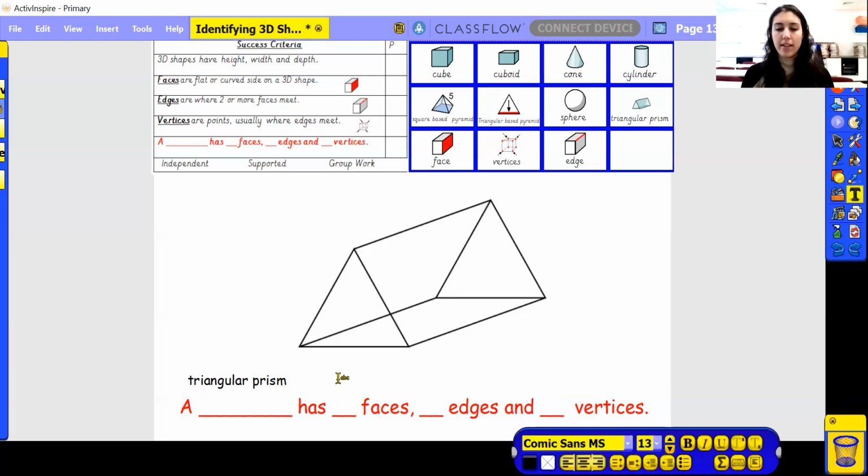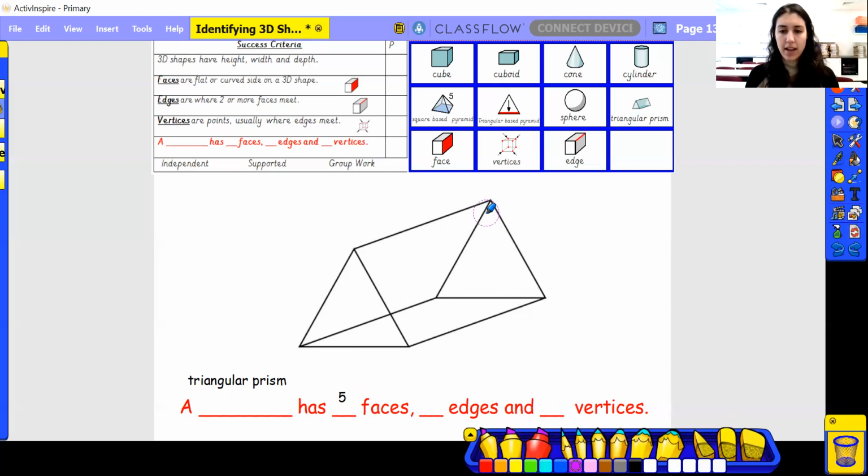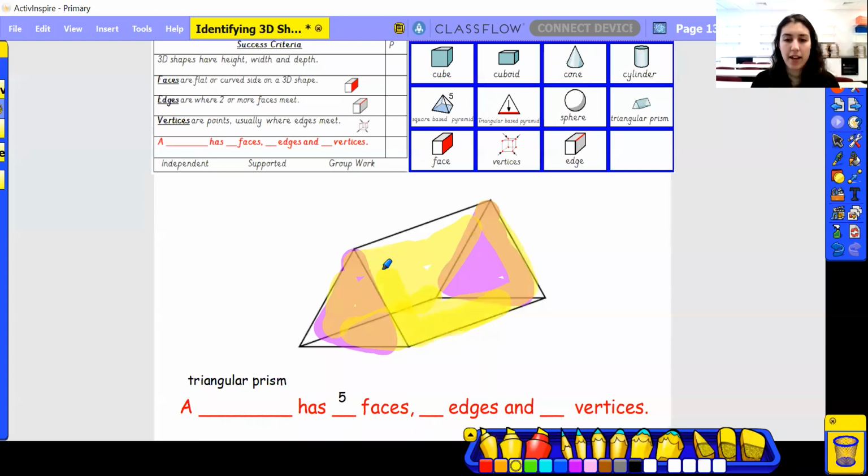So let's count how many faces it has all together. Well, it's got 1, 2 triangular faces, and it's got 1, 2, 3 rectangular faces joining them together. So it's got 5 faces all together, and hopefully you can see that here we've got 1, 2, 3, 4, and 5. There we go.